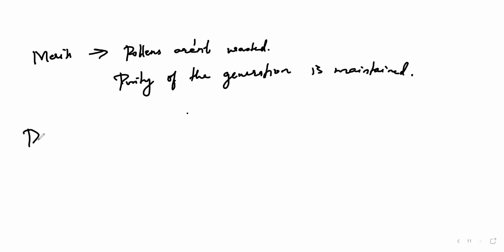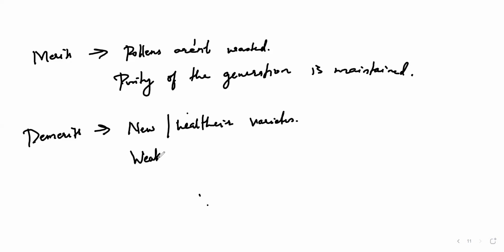But there are also a few demerits for it. That is because the pollen grains are self-pollinating on the same plant. So hence you will not get any new or healthier varieties. Plus self-pollination will happen continuously in those plants. So hence they will give rise to what? A weaker progeny. Or you can say weaker seeds or plants.